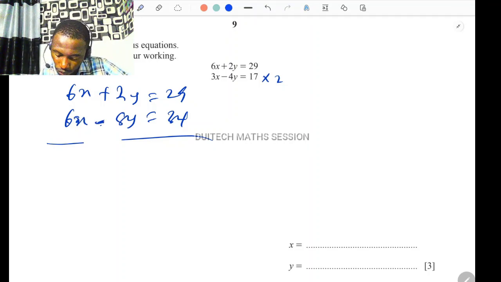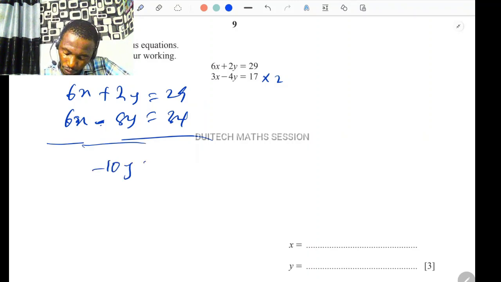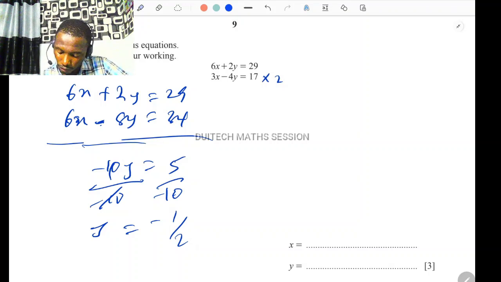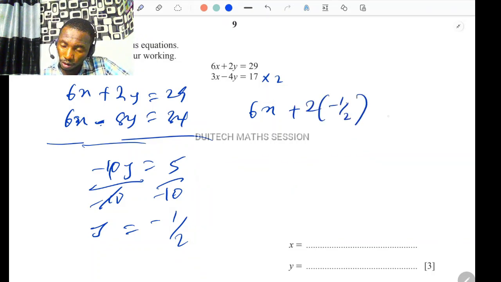Minus 8y minus 2y will give us what? Minus 10y equals 34 minus 29, which will give me 5. So I have minus 10y over minus 10, cancel, and y becomes equal to minus 1 over 2. So if my y was minus 1 over 2, my 6x plus 2 in bracket minus 1 over 2 will become equal to 29.